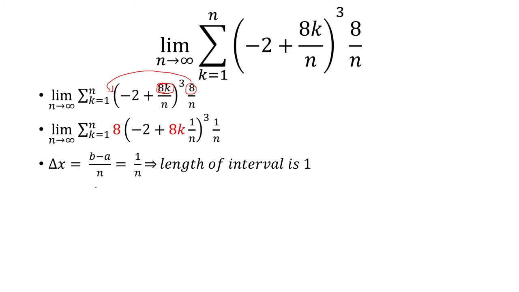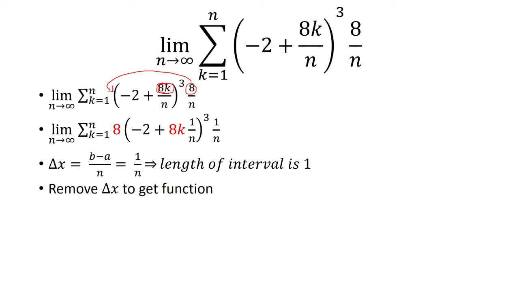But here, delta x is going to be 1 over n. Okay, so that's 1 over n, 1 over n. These are delta x's. And b minus a over n is 1 over n. That means b minus a is 1. So the length of the interval is going to be 1. Again, this approach assumes a is 0.